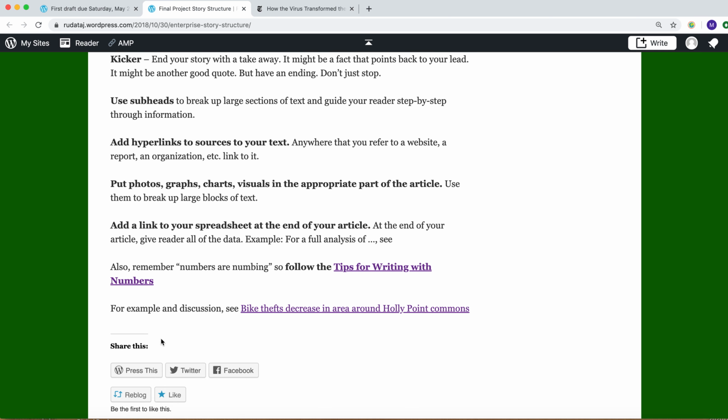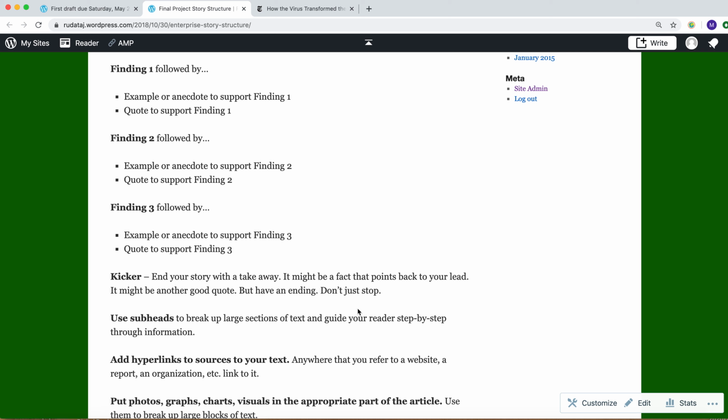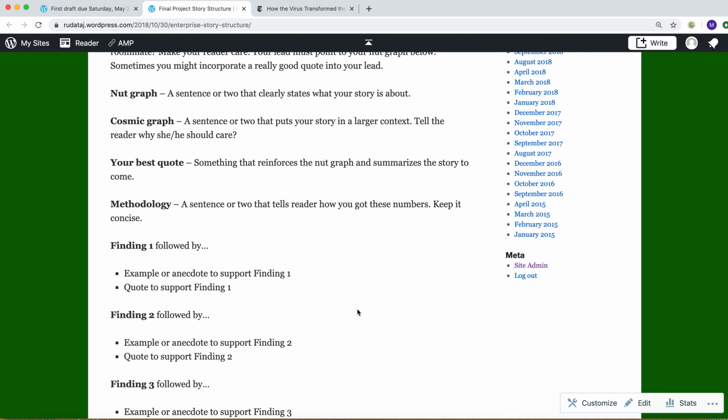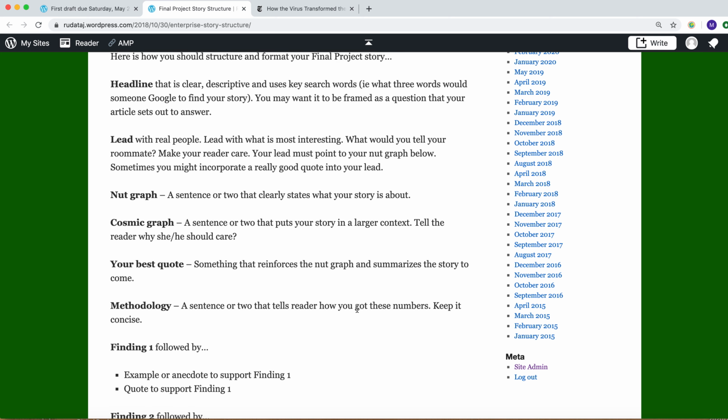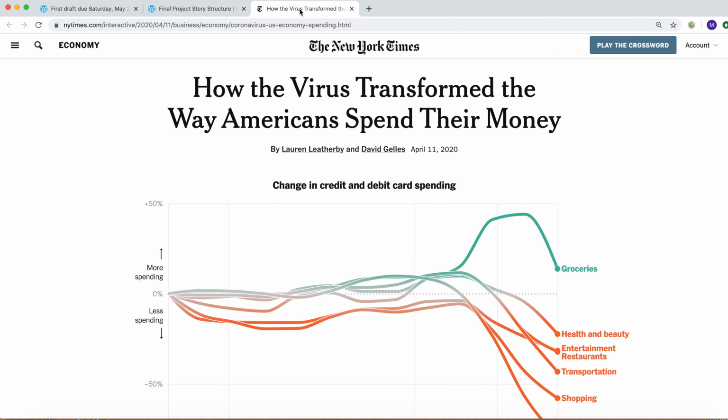Also remember, if you're writing with numbers, here are some good tips to follow. Here's a story from the past someone did about bike thefts at Rowan's campus, which you can use as an example of a student project. All right, I want to go back through this structure and give you an example. I provided a link to this data story here. I could have picked anything, but this one seemed timely and it has a nice structure.